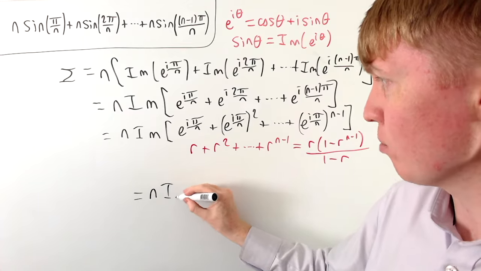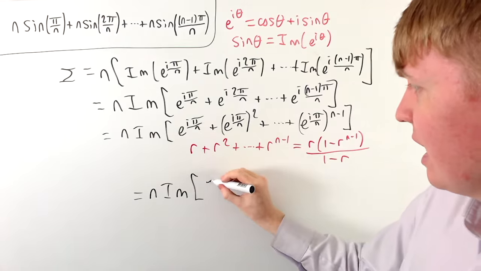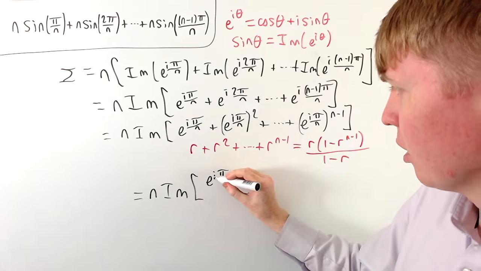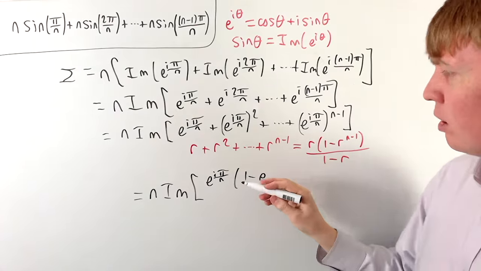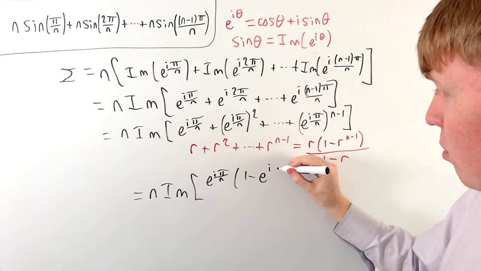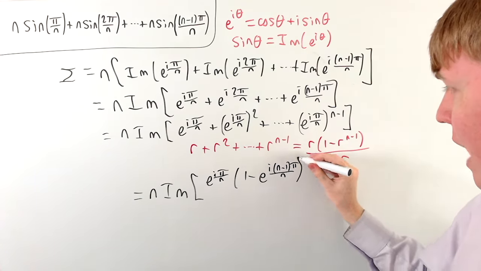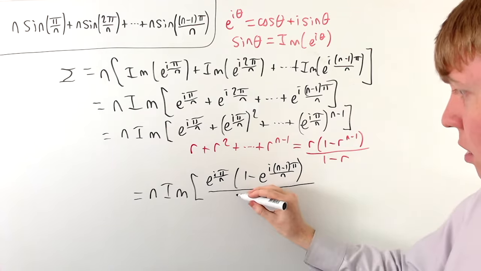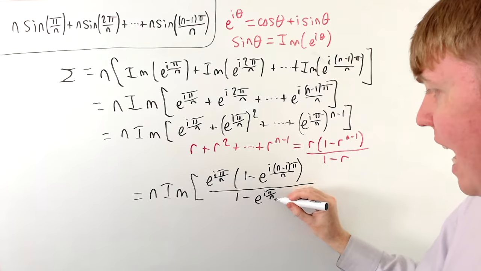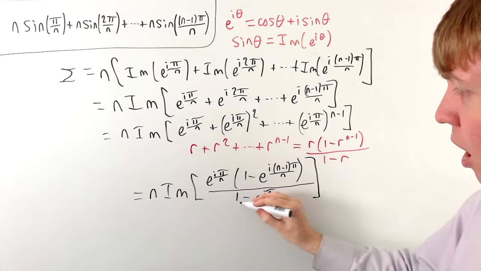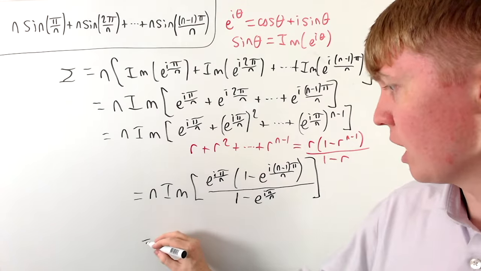We'll have n times the imaginary part of, where we can rewrite all of this now as e to the I pi over n into 1 minus, it's e to the I pi over n raised to the power of n minus 1, so I'll write it as I times n minus 1 pi over n like this, then all of this is going to be divided by 1 minus e to the I pi over n, this e to the I pi over n term being our r there in the formula.